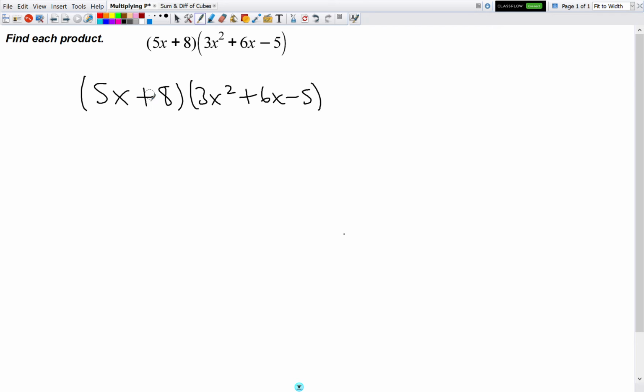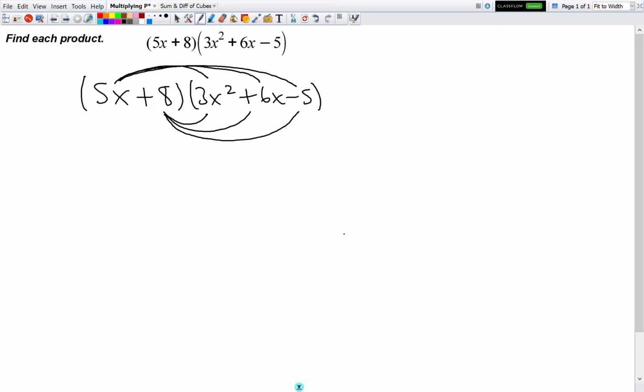So this 5x and this 8, they're both going to multiply to all three of these things in the other parentheses. I'll show a rainbow that connects what 5x and 3x squared are going to multiply to. They're going to multiply to these three things, and then the 8 is going to multiply to these three things. So you're going to have basically 6 different multiplication problems.